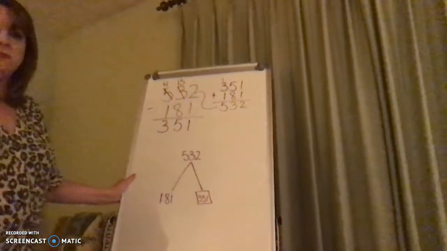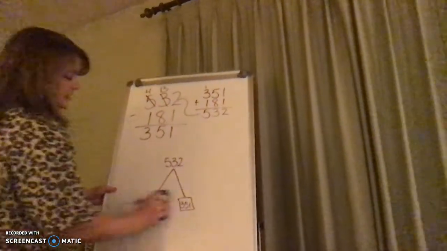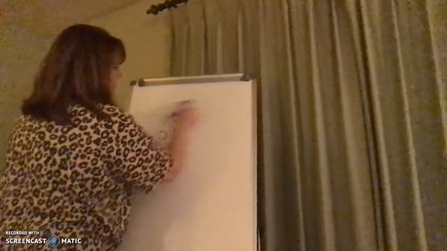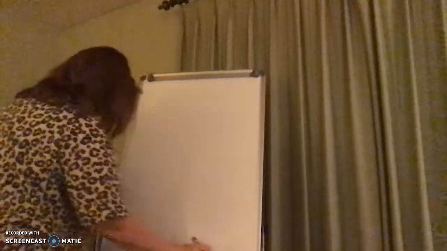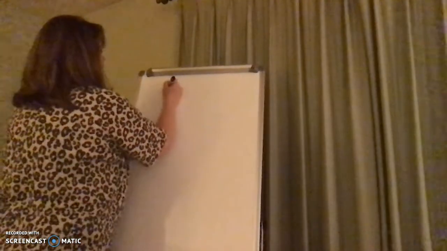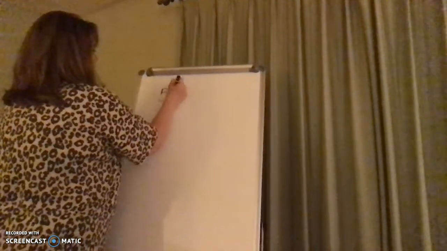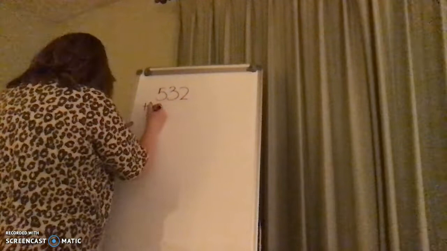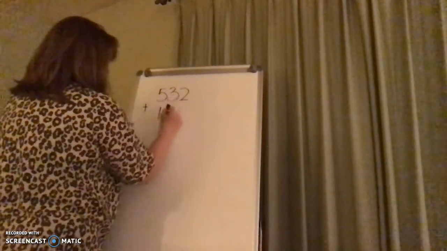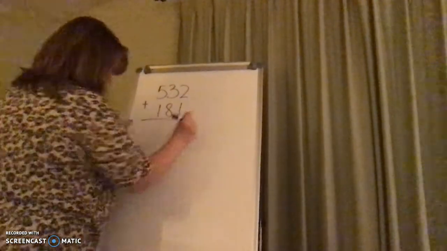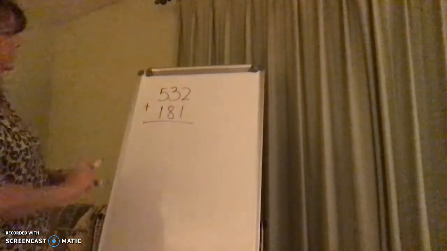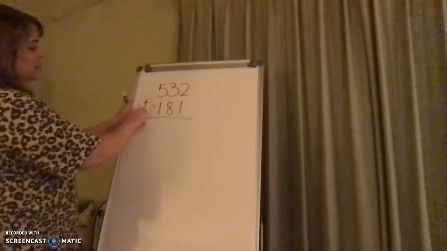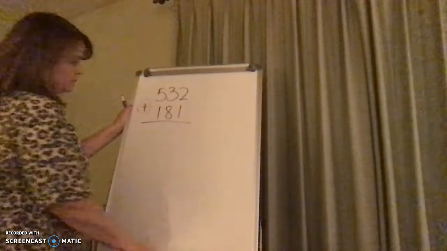Okay, so far so good? All right, let's erase this really quickly. Let's try one more. All right, so this time I'm going to take 532 and I'm going to add 181. And again, I'm just going to take a pencil and I'm going to circle, I'm going to highlight, I'm going to remind myself that I'm adding on this problem.